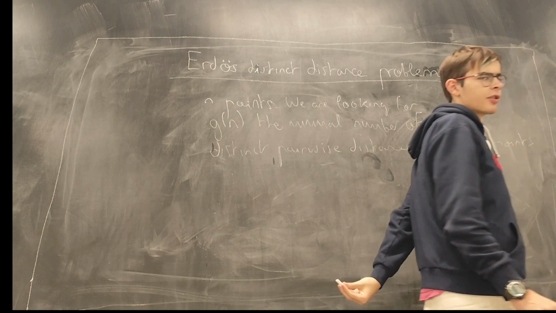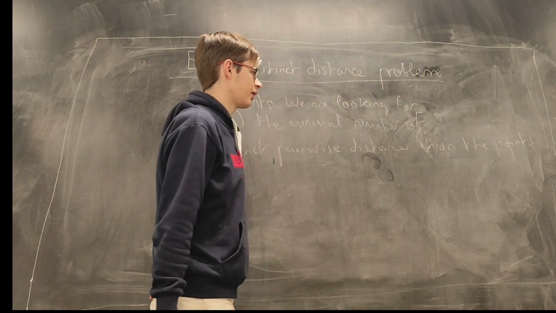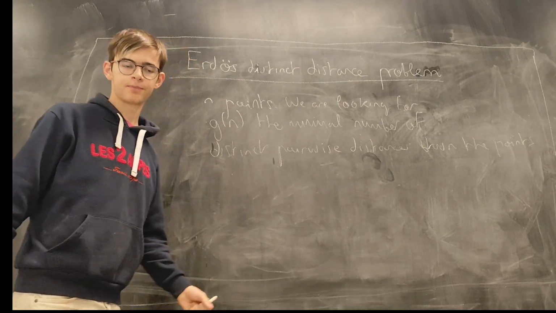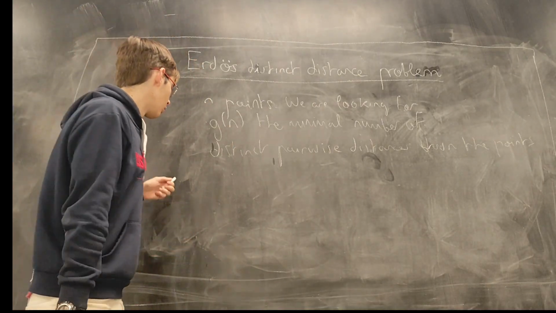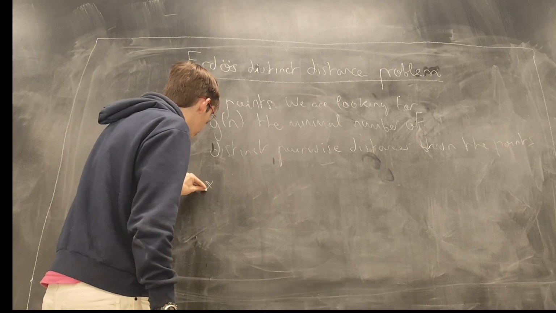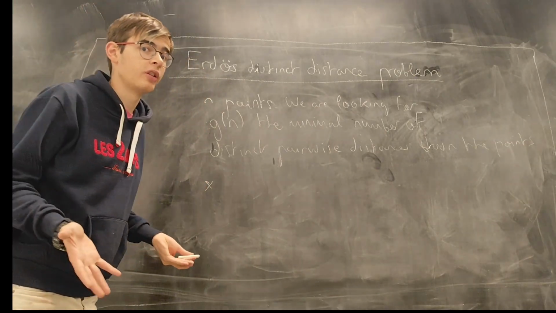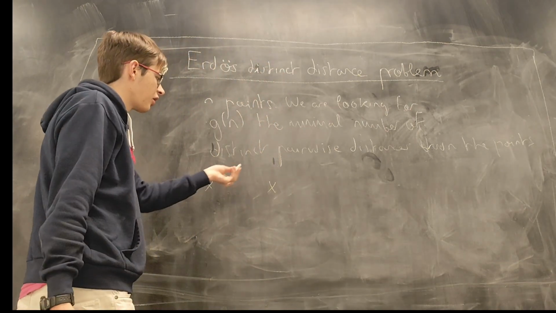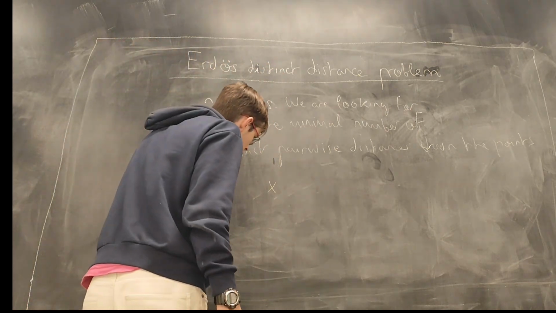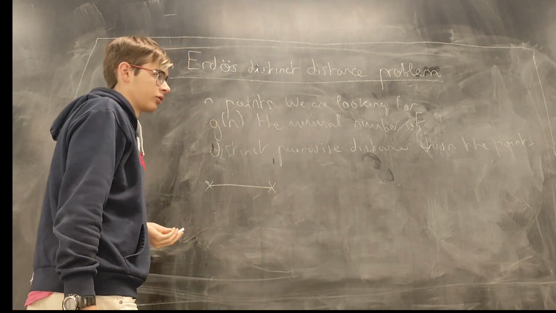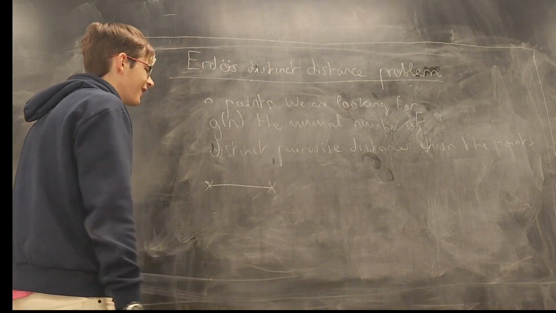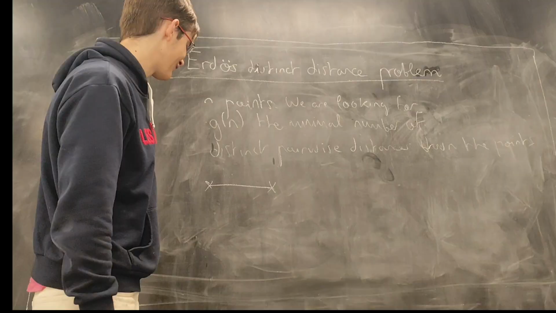Okay, so let's first look at small cases to see what's going on, maybe calculate g of n for small values of n. Well, when you have only one point, there are no distances at all. When you have 2 points, any arrangement of 2 points will only have one distance, so that's the minimum. Of course, the points need to be distinct, otherwise the problem is not very interesting.